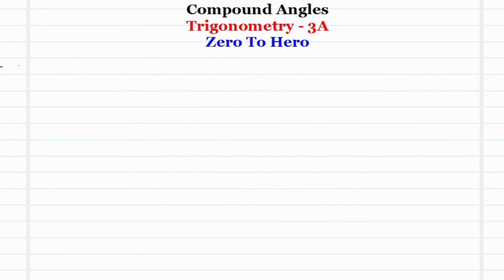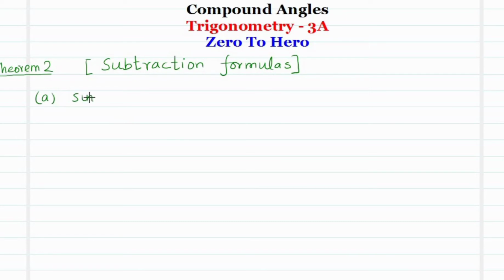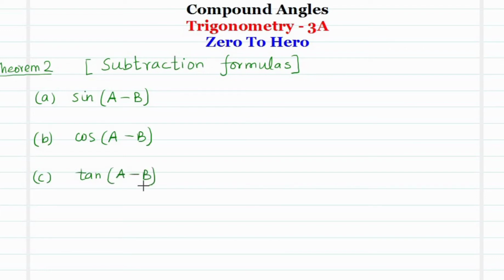Now let us consider the second theorem. So theorem 2. Theorem 2 is commonly known as subtraction formula. So here we will consider angles like a minus b. So these are subtraction formulas. So the first formula is sin of a minus b. The second formula, cos of a minus b. The third formula, tan of a minus b. And the fourth formula, cot of a minus b.